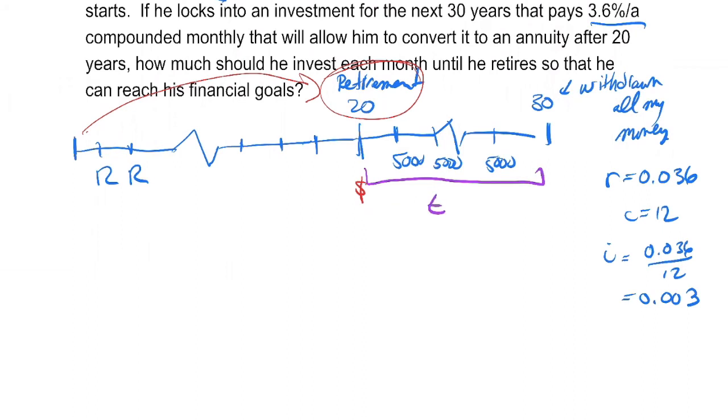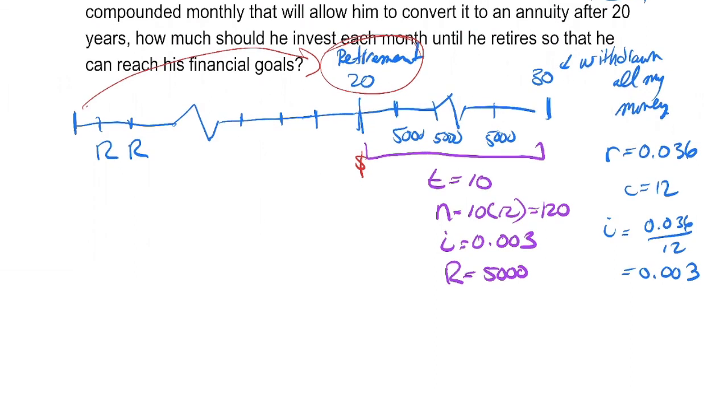And here T is 10. So what does that make N? So N is going to be 10 times 12, which is 120. My I is still 0.003. In this case, my regular payment is 5,000, or regular withdrawal that I'm taking, that regular amount.